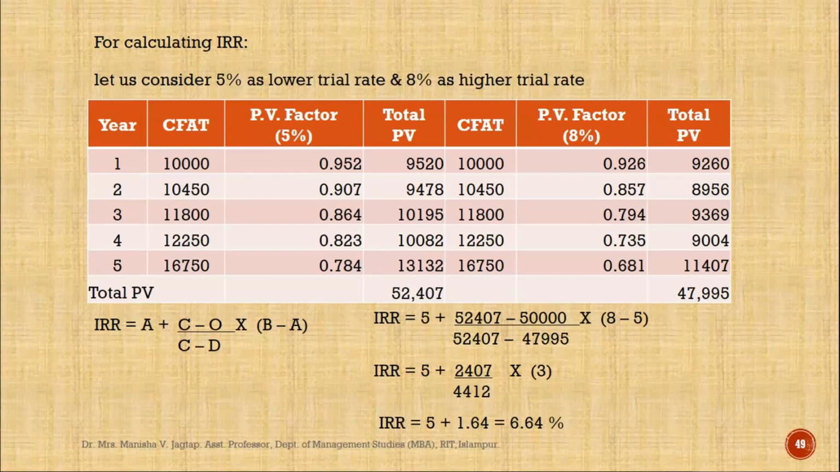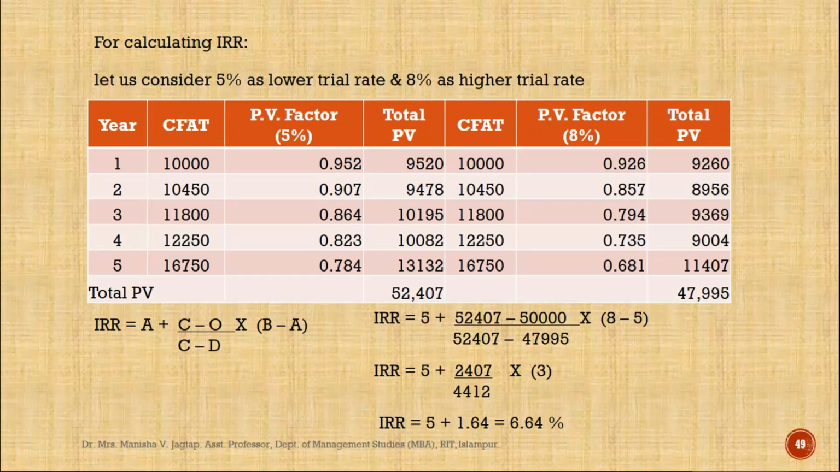So in this particular table, you can see first column is year, second is cash flow after tax, then present value factor 5%. It is assumed that it is given in an example, so it is ready-made with us. So I have put that in that column. Next is total present value. How is this calculated? Just multiply CFAT with that present value 5% discount factor.